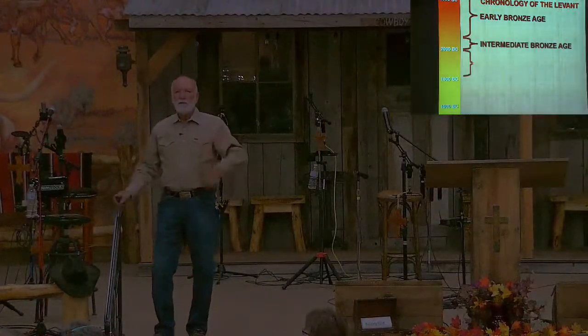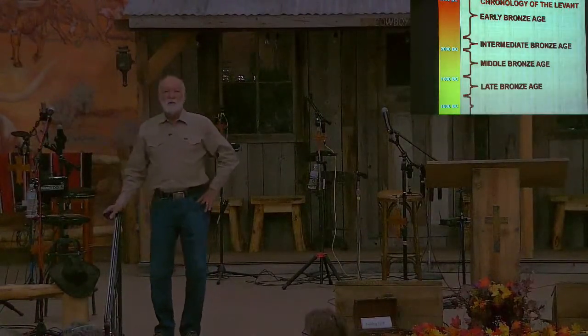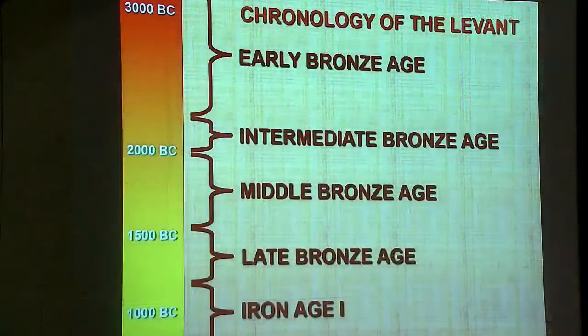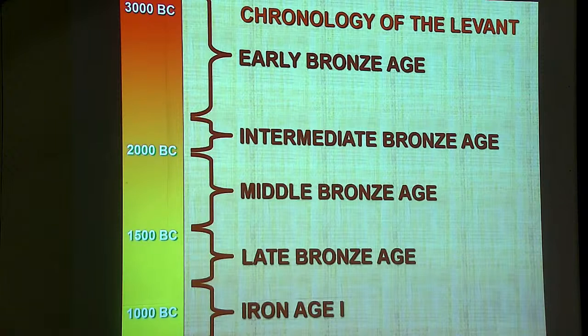Okay, there's basically the timeline. Early Bronze Age is up at the top, Intermediate in the middle, Middle Bronze Age below that, Late Bronze Age, and then finally Iron Age. That's basically where most of the Old Testament takes place. In fact, all of the Old Testament takes place there. Starts in the Early Bronze Age, takes us up through the Iron Age.